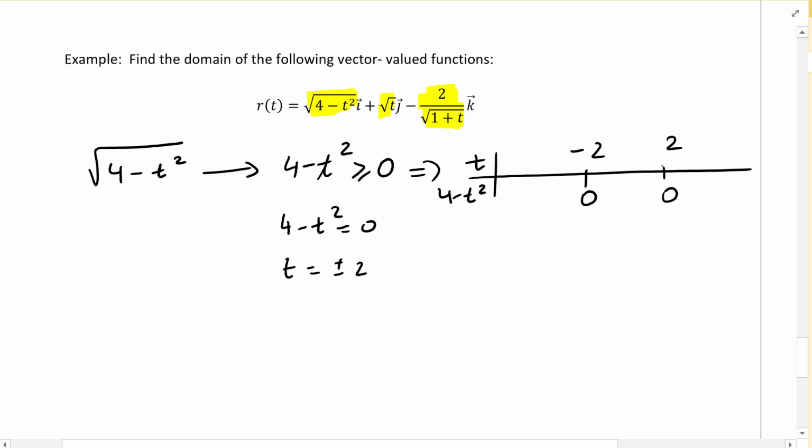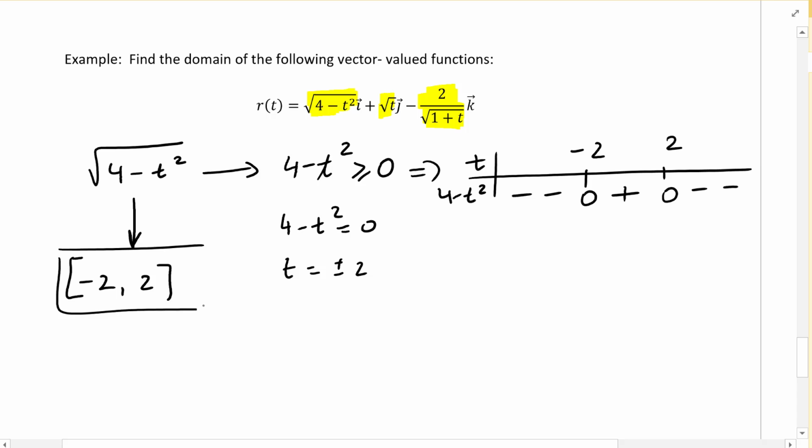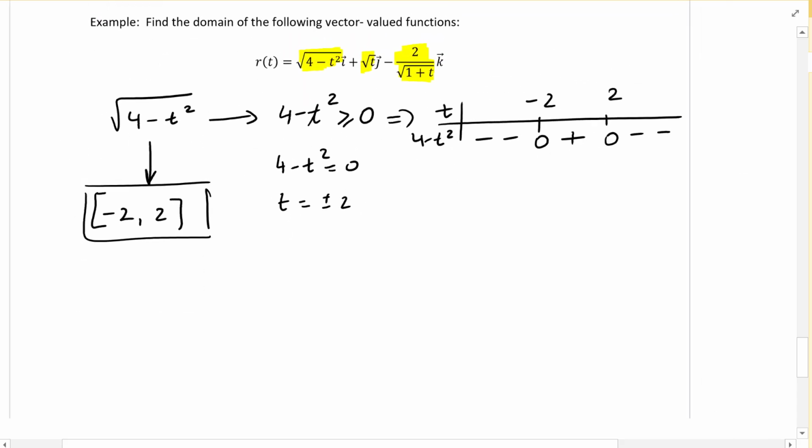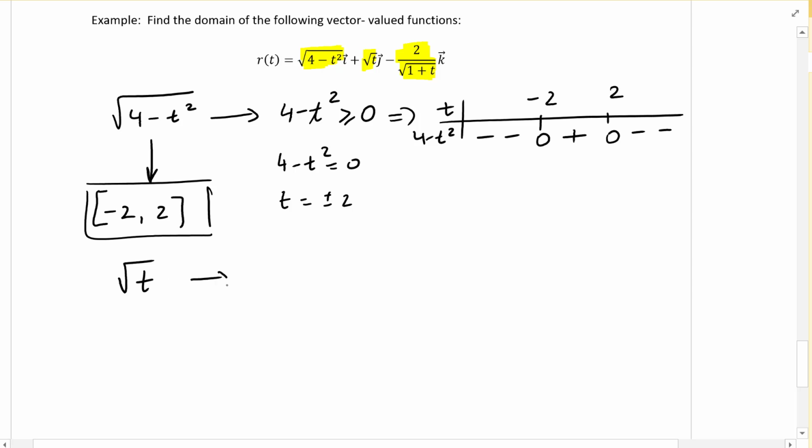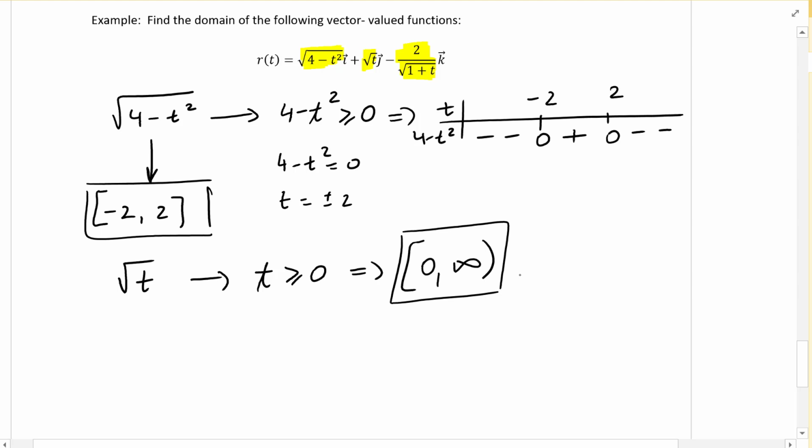In between negative 2 and 2, we have positive signs. Just give some values, like 0 is going to produce 4. 1 is going to produce 3. So we have positive, and outside we have negative. So the domain of this function is actually [negative 2, 2]. So we have to keep this information because we'll need it. Then the next function is square root of t. So this means t has to be greater than or equal to 0, which means the interval on which it is positive is from 0 to infinity. So let's keep this information as well.